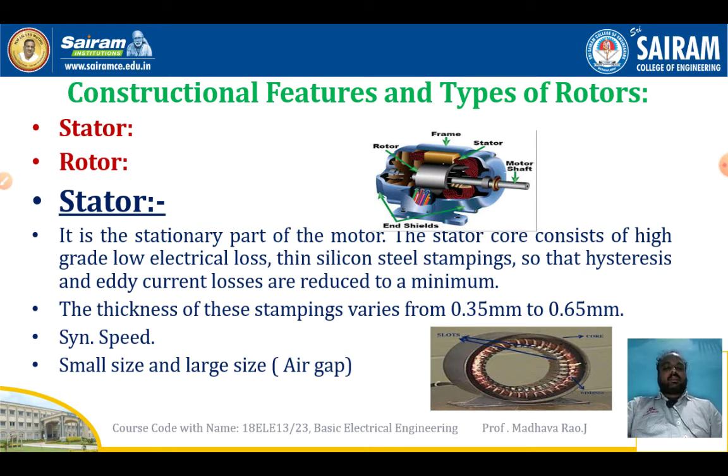Core losses are of two types: hysteresis and eddy current losses, which are minimized by using laminations. Silicon steel stampings are the laminations used to minimize the losses. The thickness of these stampings varies from 0.35 mm to 0.65 mm. For a single-phase induction motor the stampings are 0.35 mm, and for a three-phase induction motor they are 0.65 mm. Based on the rating of the motor, the stampings vary.